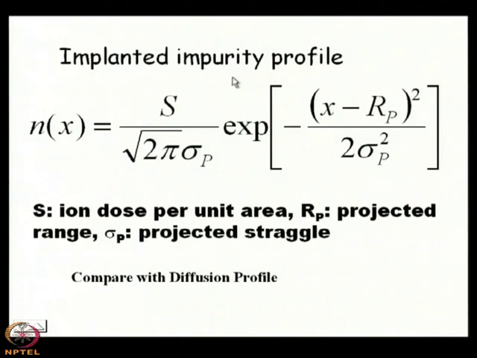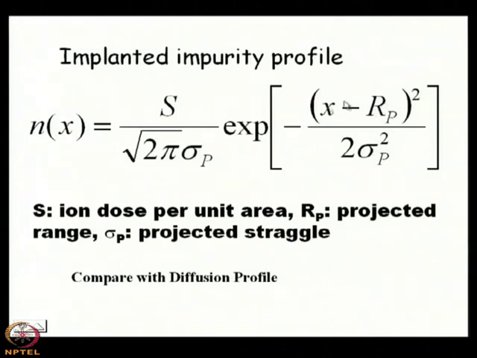Now, the implanted impurity profile using an ion implanter will take the shape of a Gaussian distribution. People have calculated, and the concentration is given by S divided by root 2 pi sigma p, where sigma p is the straggle, times exponential of minus (x minus Rp) whole squared by 2 sigma p squared. What is S? S is the ion dose per unit area. Sigma p is the straggle. Rp is the projected range.